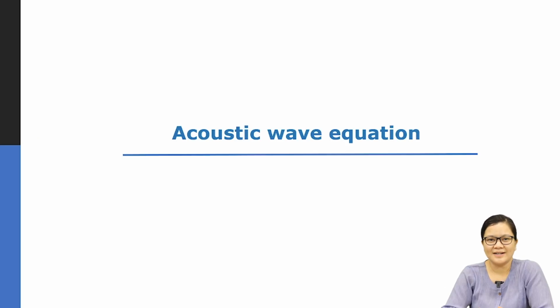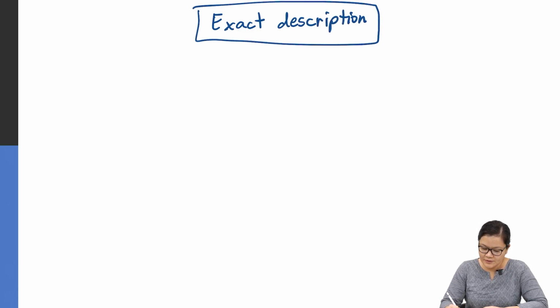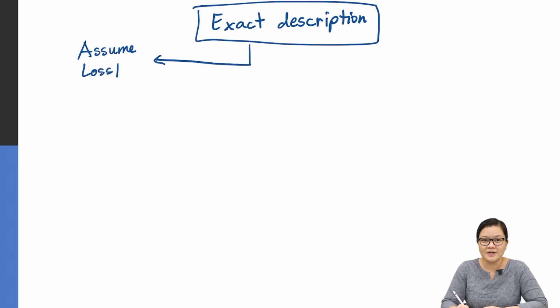Now let's change tracks slightly. In a previous lecture, we talked about the wave equation. Now let's derive the wave equation. So let's start out with several assumptions that we use to derive this equation. So if we have the exact description here, we first assume that the medium is lossless, meaning that there's no decrease in pressure amplitude with distance of propagation.